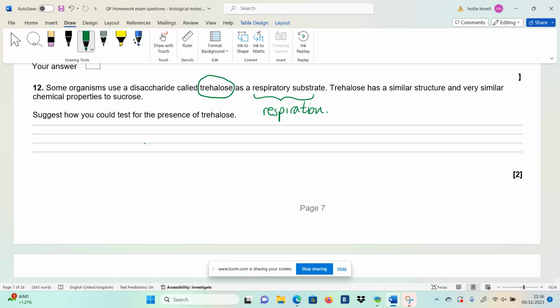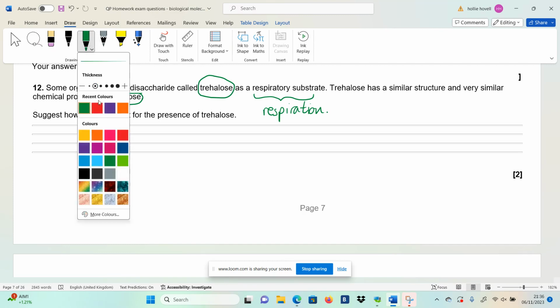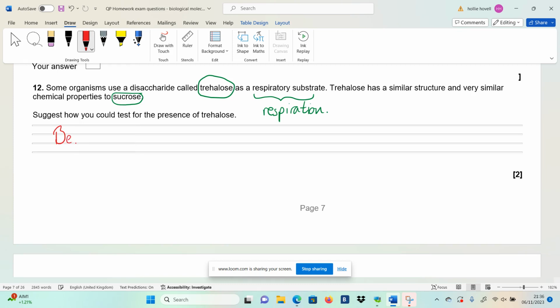Trehalose has a similar structure and very similar chemical properties to sucrose. Okay, so we've just learned how we could test for sucrose to get a positive test, and now it's just asking you for that method. So we know that sucrose is a non-reducing sugar. So in order to test for a non-reducing sugar, first of all, you test for a reducing sugar and you get a negative result. So first of all, you do the Benedict's test, which is when you add Benedict's and heat.